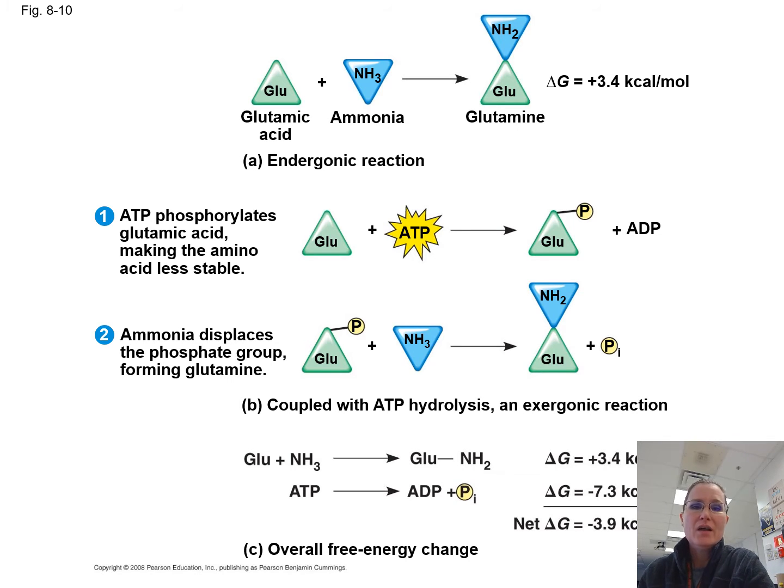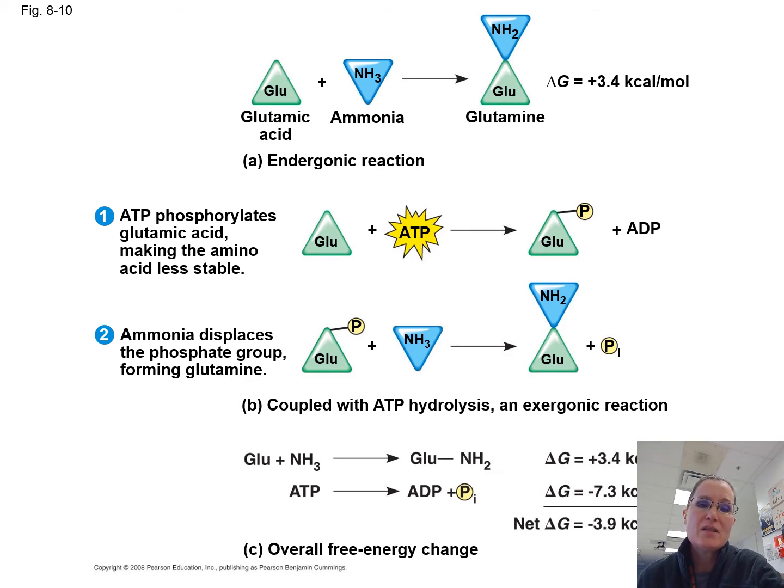And so on here, it shows us that we have glutamic acid and ammonia. And so if we put those 2 things together, it becomes more orderly. And so that's an endergonic reaction. And the delta G is a positive number, which we talked about before. And so if we look at where it says number 1, it says ATP phosphorylates, which means it puts a phosphate onto glutamic acid. And so we would have a phosphate on that little green triangle.